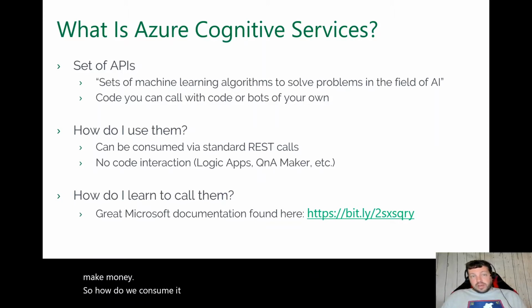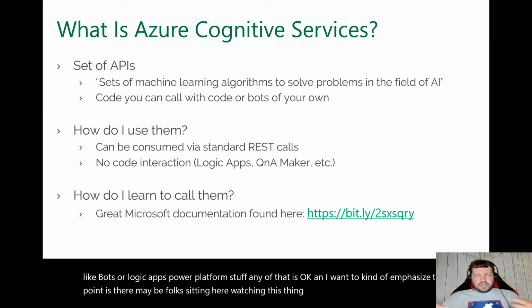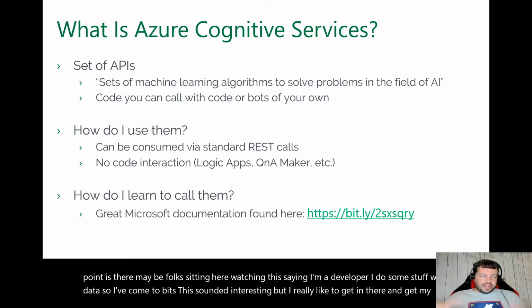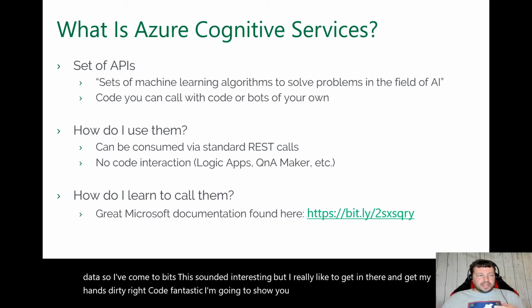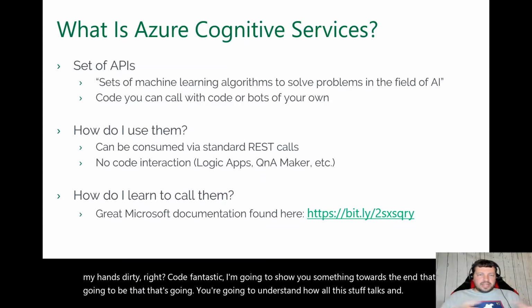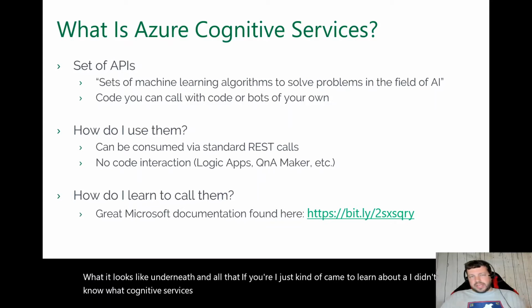It's code that you can call with your own code, or with something like bots or logic apps, Power Platform stuff. Any of that is okay. I want to emphasize that there may be folks watching this saying, well, I'm a developer. I do some stuff with data, so I've come to Bits. This sounded interesting, but I really like to get in there, get my hands dirty, write code. Fantastic. I'm going to show you something towards the end that's going to be that. You're going to understand how all this stuff talks and what it looks like underneath. If you're like, well, I just came to learn about AI, I didn't know what cognitive services is, and I don't really like to write code, we're going to talk about some of that stuff too.